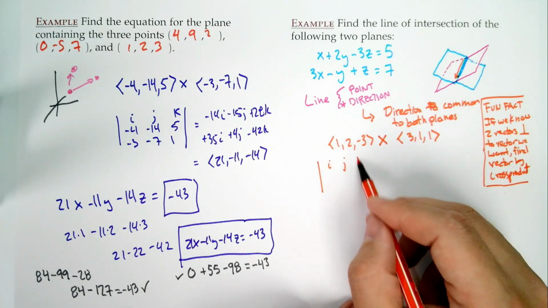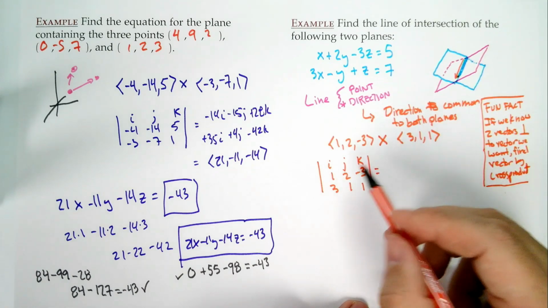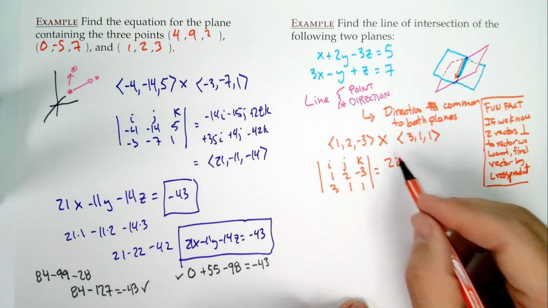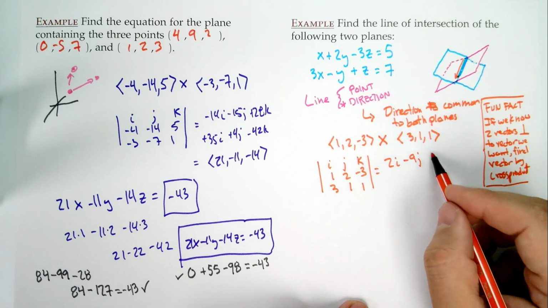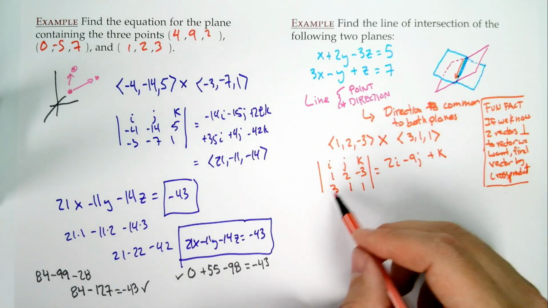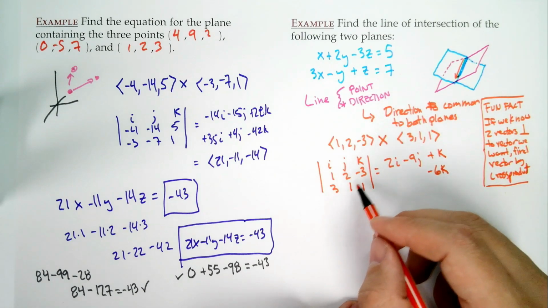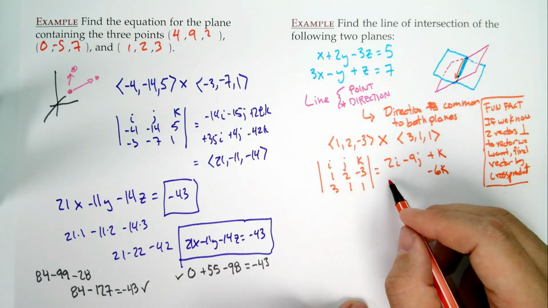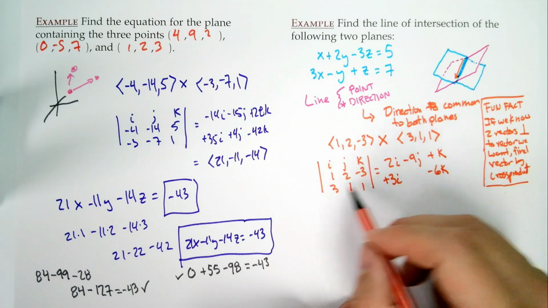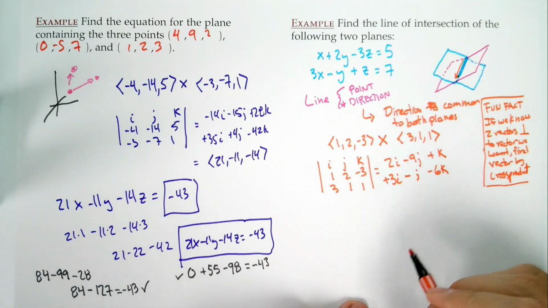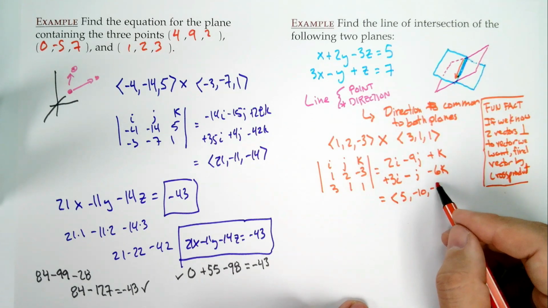So i, j, k, 1, 2, negative 3, 3, 1, 1. So i times 2 times 1, 2i. j times negative 3 times 3, minus 9j. k times 1, plus k. 3 times 2 times k, that's 6k, but we went the other direction, so we subtract. 1 times negative 3 times i, it's negative 3i, but we went the other direction, so we add. Minus 1j would be plus j, but we went the other way, so we subtract. And so you end up with 5, negative 10, negative 5.